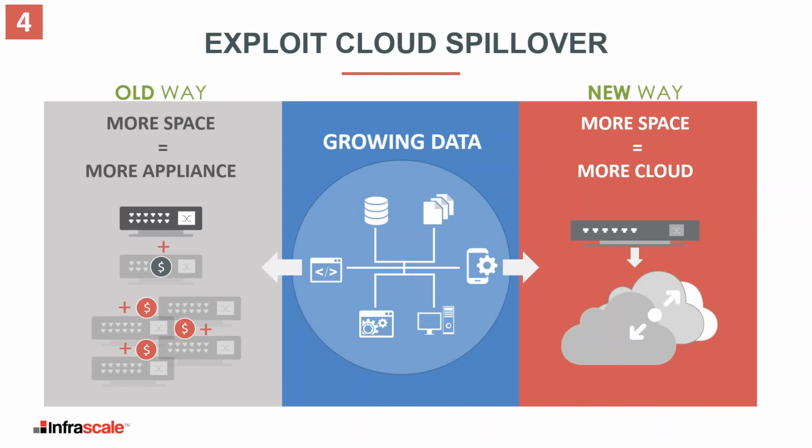All right, so pillar number 4, exploit cloud spillover. You may not be familiar with this, but what you will be familiar with is what I call the hardware hamster wheel. This is the concept of when we're doing backup and data and frankly storage in general, we go through a pretty typical cycle. We spec some storage, we buy it from a vendor, we deploy it, we fill it up, and then we rinse and repeat. And so more space always means more appliance, and we're always buying more and more and more.